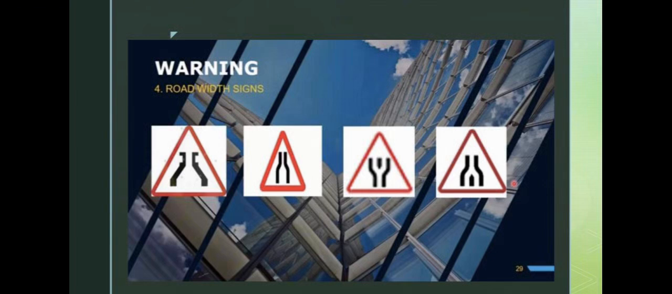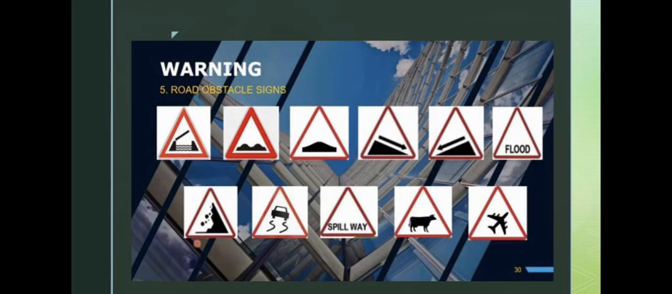These are signs used at a sudden change of road width, either narrowing or widening of carriageway. So another warning sign is the road obstacle sign. If you see these signs, it means that there is an opening bridge ahead. It is used to warn motorists of an opening bridge ahead.